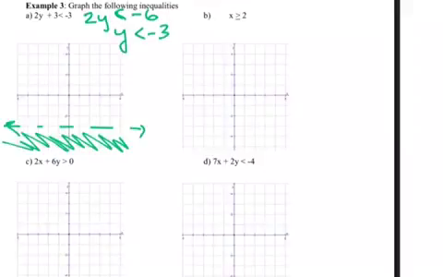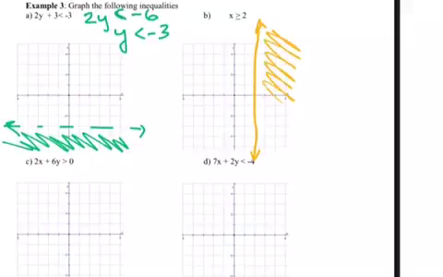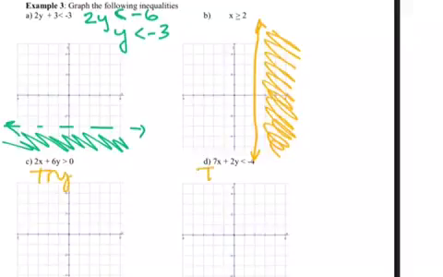x is greater than or equal to 2. If I had x is equal to 2, it would be a vertical line at 2. And since it's or equal to, it stays solid, and I want all the x values bigger than 2. I want you to try these two for next class.